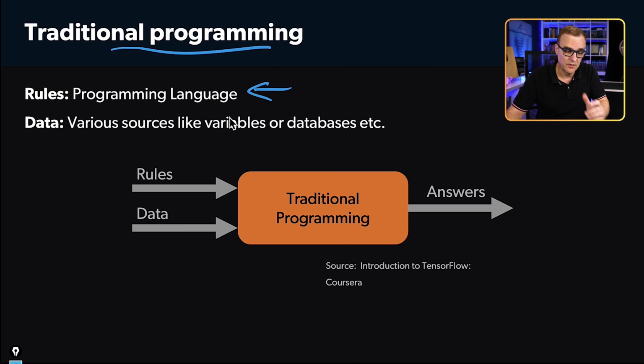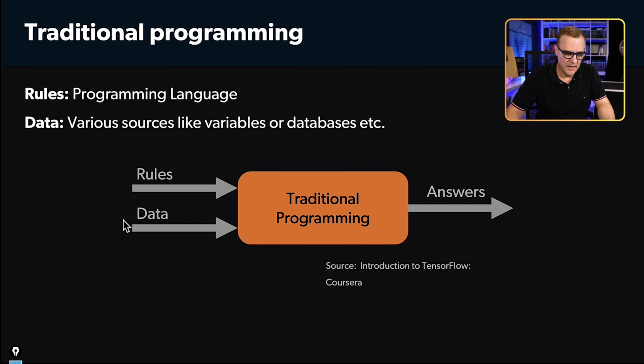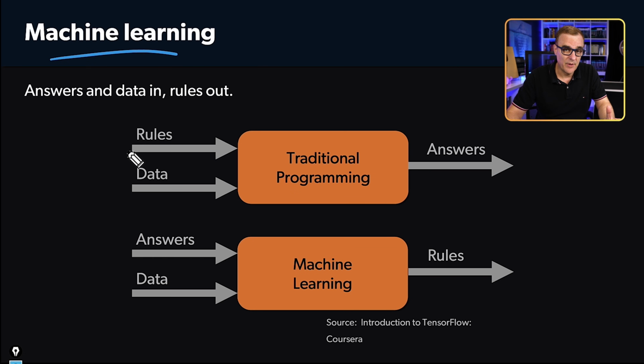If this, then do this. We also have data, which could be variables or databases or something. So we've got data, and then we're applying rules to the data. So the input is rules as well as data. We have our traditional programming, and then we get answers. Data could be, it's raining. Rule could be, if it's raining, then take umbrella. Simple programming. With machine learning, however, we change the paradigm or way of thinking.